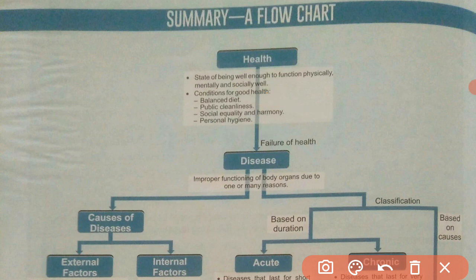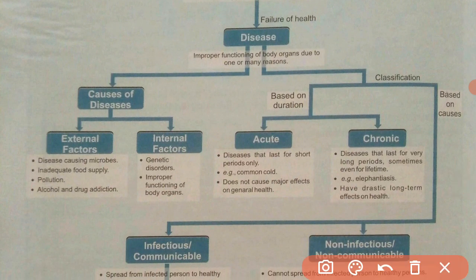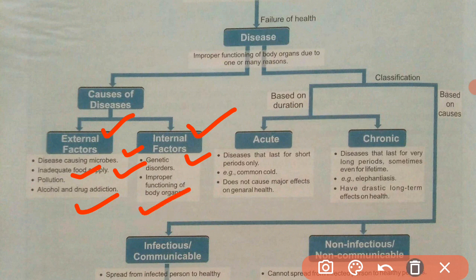Now, failure of health is disease, which you can define as the improper functioning of the body organs due to one or many reasons. Then we discussed the causes of diseases, external and internal factors. External factors are microbes, inadequate food supply, pollution, alcohol and drug addiction. In internal factors, genetic disorders can be the reason. Improper functioning of body organs can also be the reason for any disease.